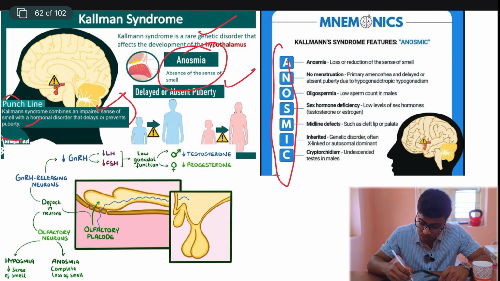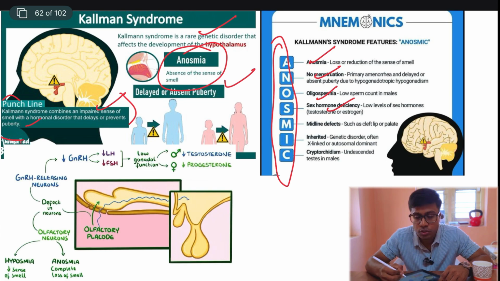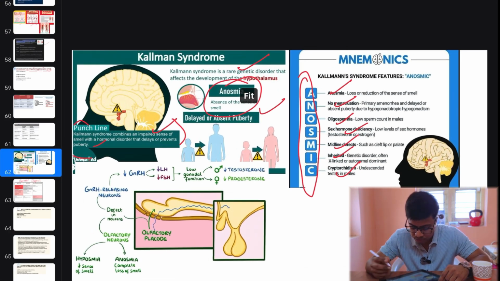Now this is the mnemonic for Kallmann syndrome. So first is anosmia, then no menstruation will be there, oligospermia, sex hormone deficiency, midline defects, inherited it will be, and cryptorchidism will be there.